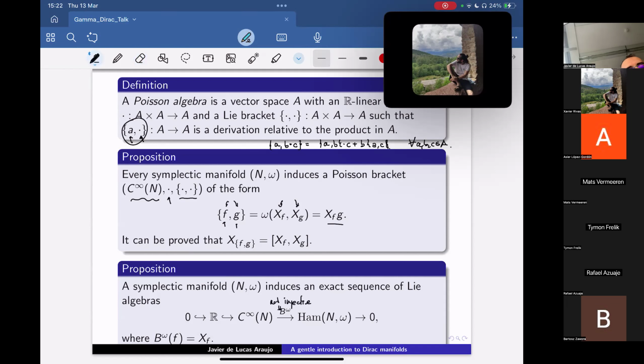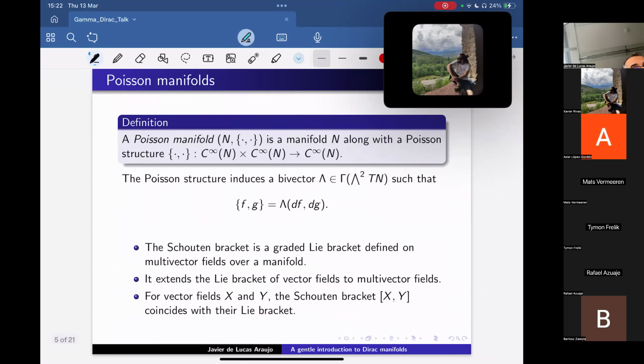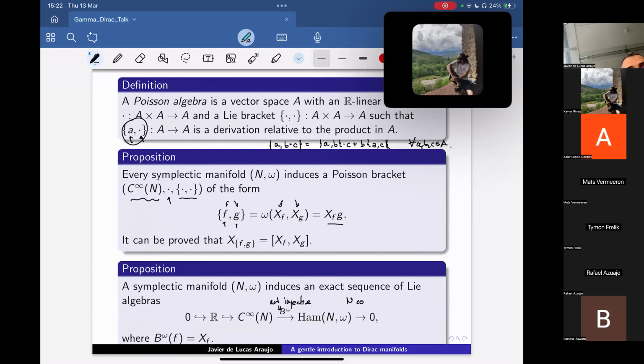In general, yeah, apart from trivial cases. And the kernel, if N is connected, is R. The reason why this happens is that it can be proved that two functions have the same Hamiltonian vector field if and only if the difference between both of them has a differential which is zero. I mean, the function is locally constant.